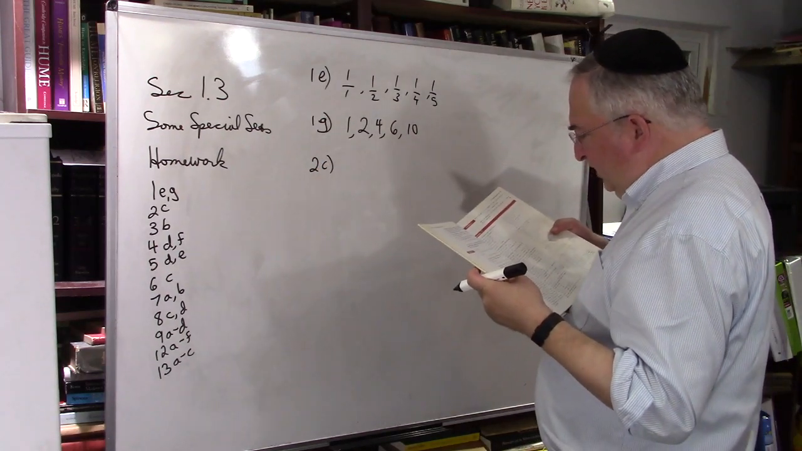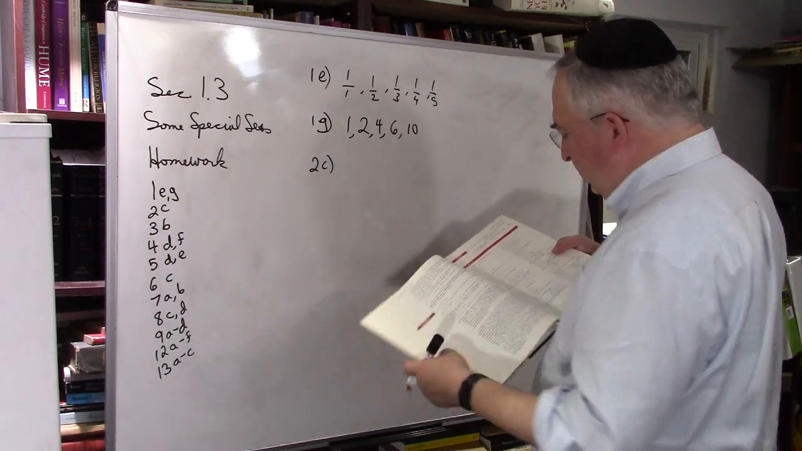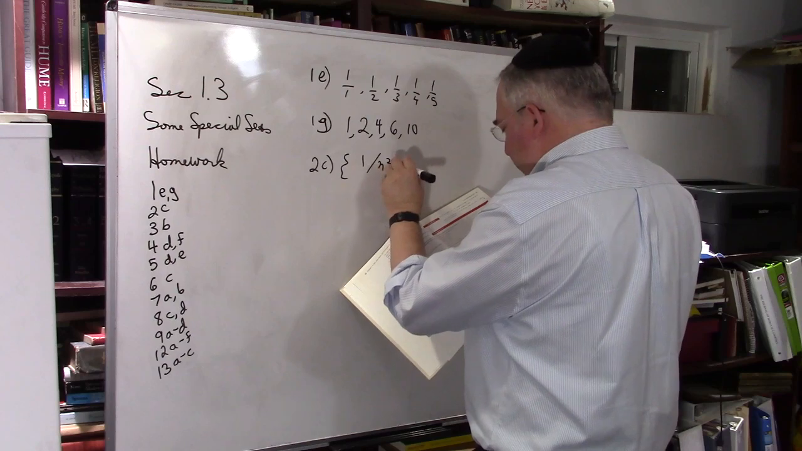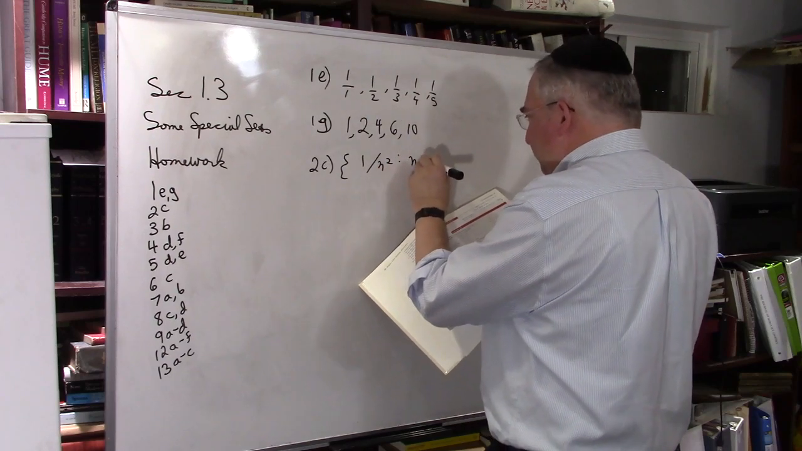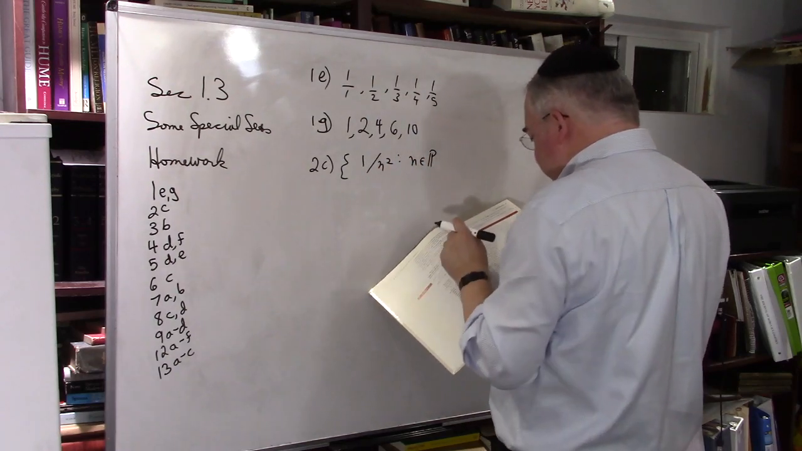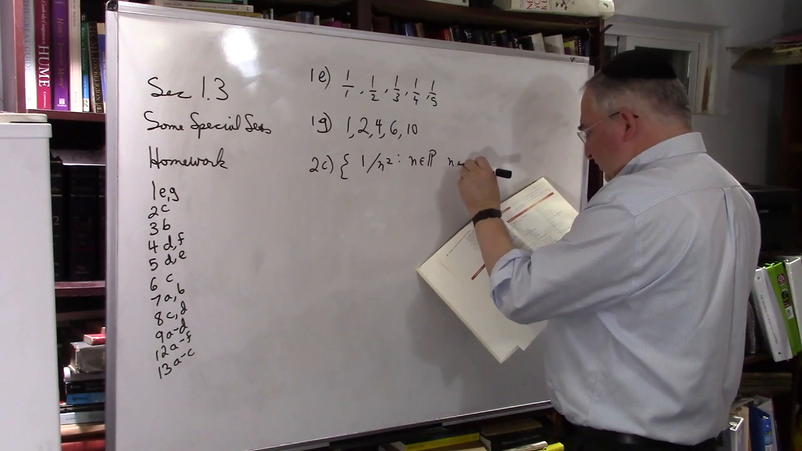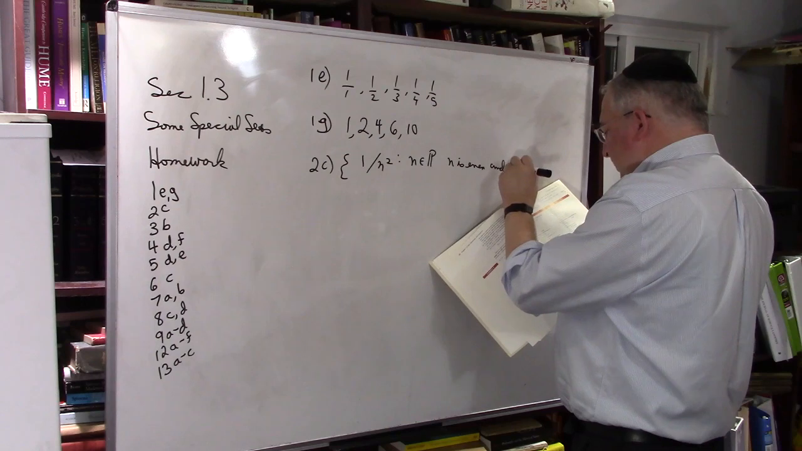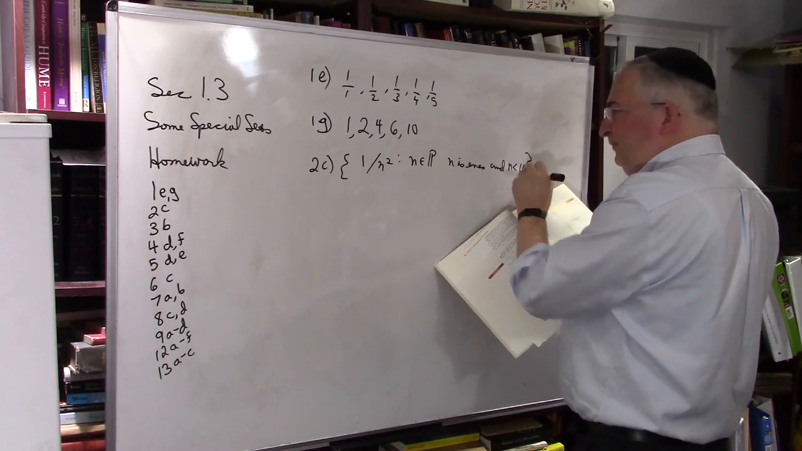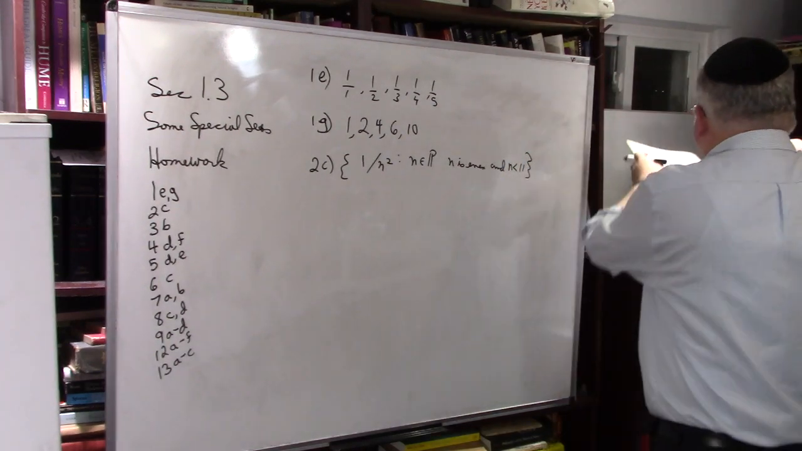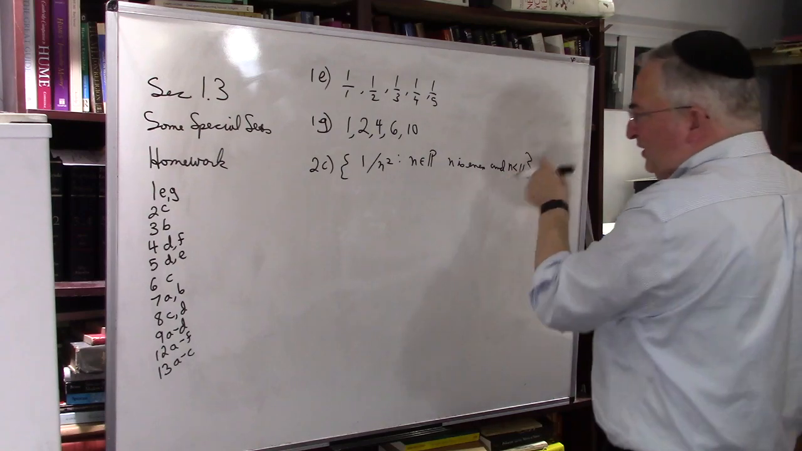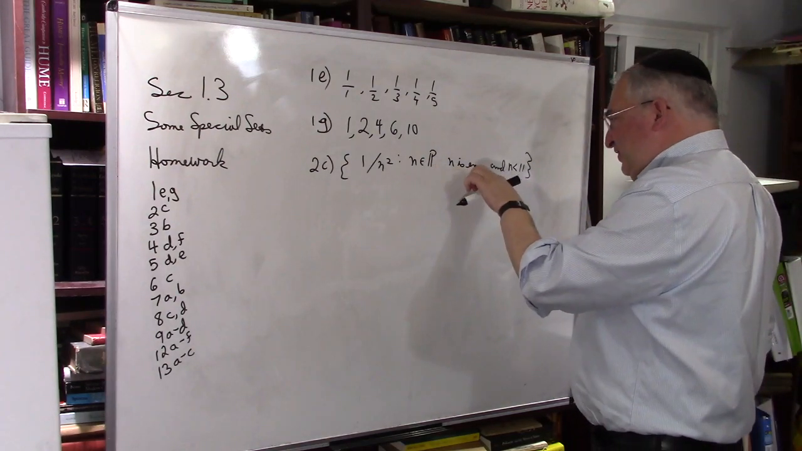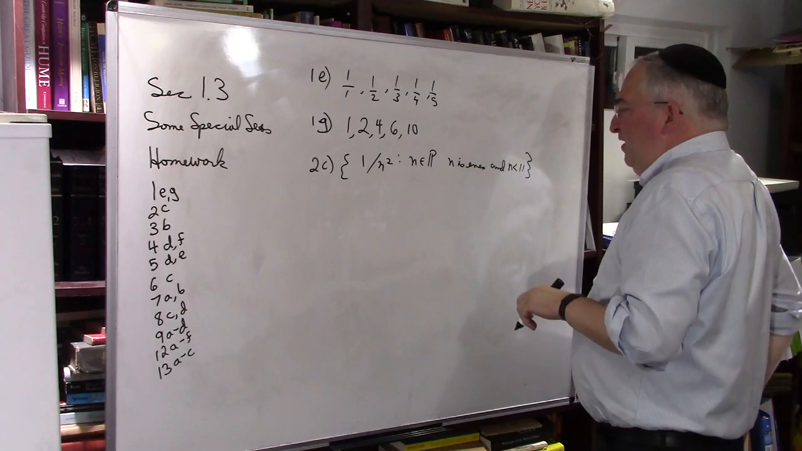Okay, great. 2C. List the elements of the following set. 1 over n squared, such that n is a member of P, the positive integers, n is even, and n is less than 11. So they want us to plug in these numbers. n is positive, n is even, and n is less than 11.